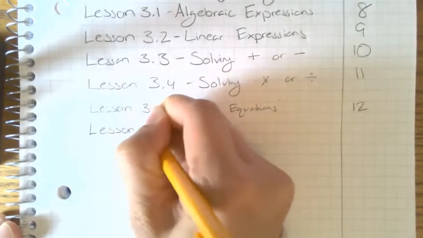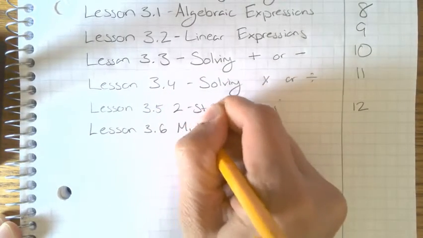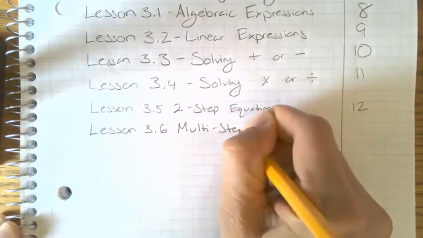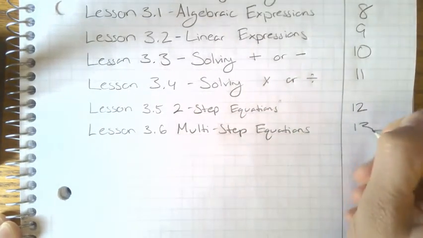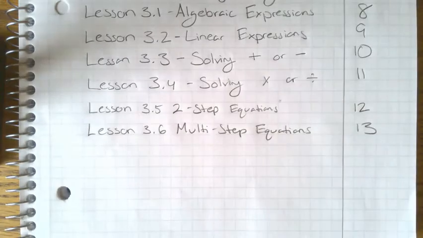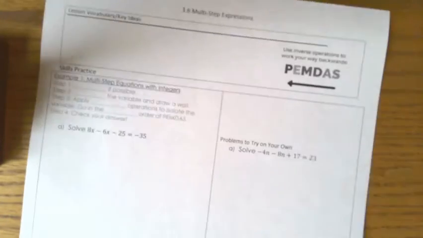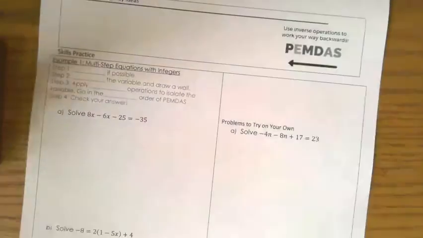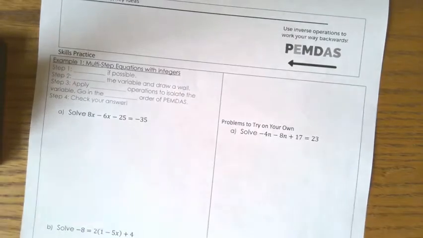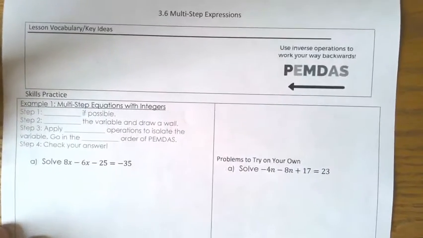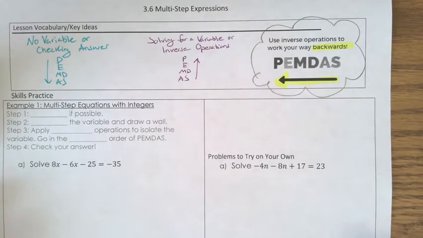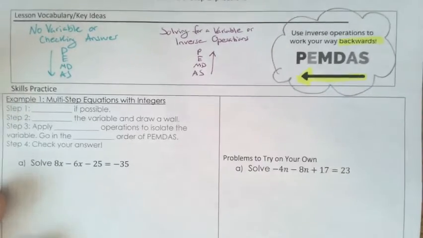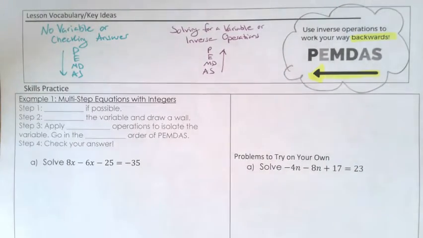So we are on lesson 3.6, multi-step equations. And that'll be the next page in our notebook. Okay, so I printed the paper off like normal, and we're just going to follow along with that. Okay, so at the top, sorry, I was having a bit of technical issues, but basically that top part is review.